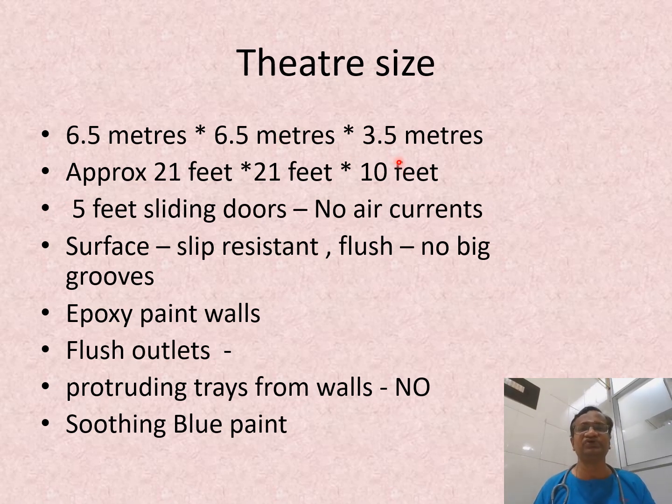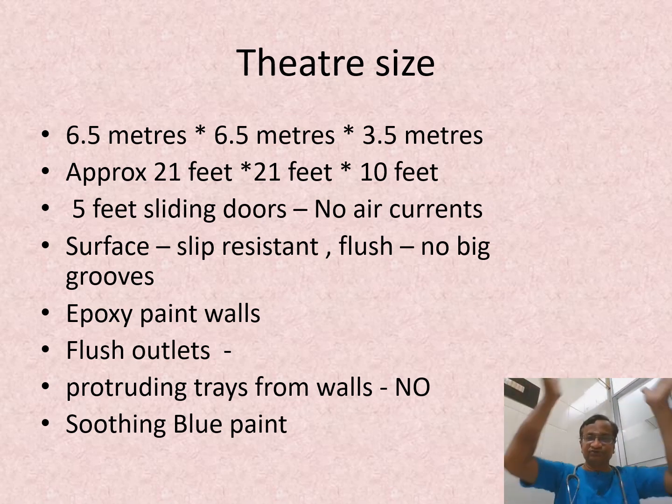6.5 meters by 6.5 meters. This is 21 feet by 21 feet by 10 feet. 5 feet sliding doors and no air currents. Surface should be slip resistant, flush and with no big grooves. Epoxy paint walls. Flush outlets. Protruding trays from the walls should not be there, and we should not keep bottles, catgut and all these things out.